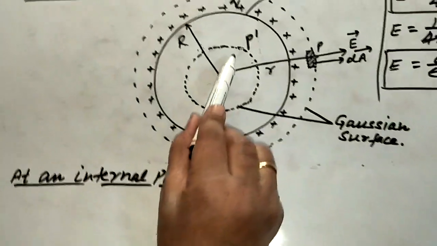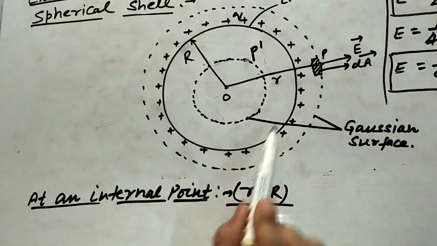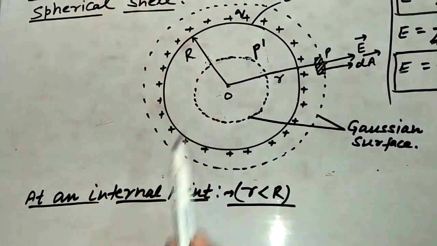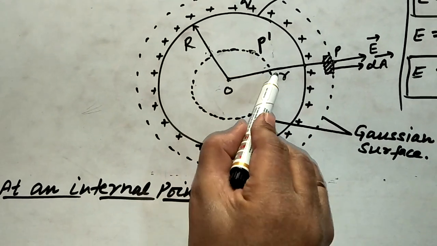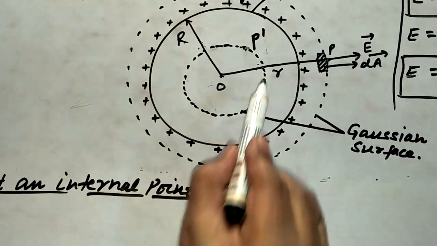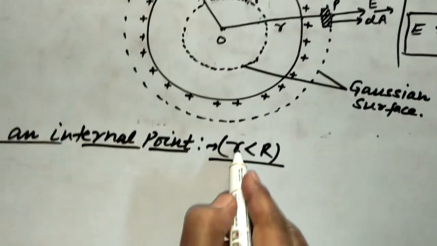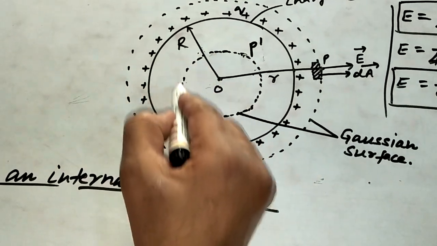Now our aim is to find the electric field due to this charged spherical cell at any point inside the cell. Suppose P dash is a point inside the cell and whose distance from the center O is small r. It means in this case this small r is less than capital R. So this point P lies inside the cell.